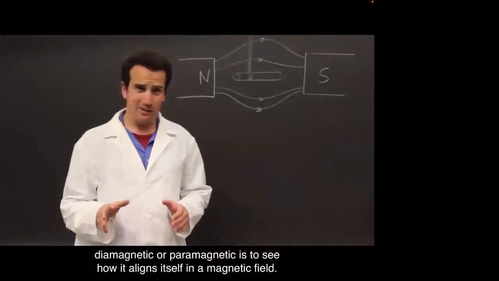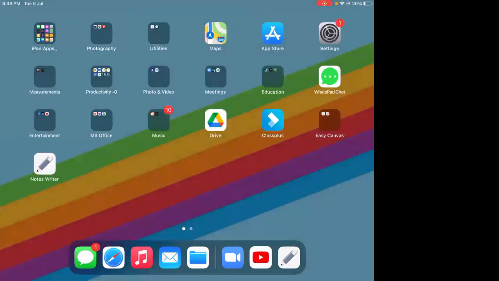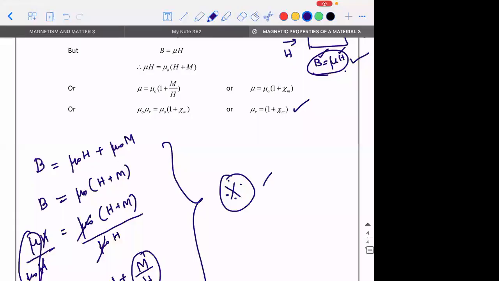One way to check whether an object is diamagnetic or paramagnetic is to see how it aligns itself in a magnetic field. Did you understand this? Yes, sir. So based on that, we are going to discuss the concepts now.